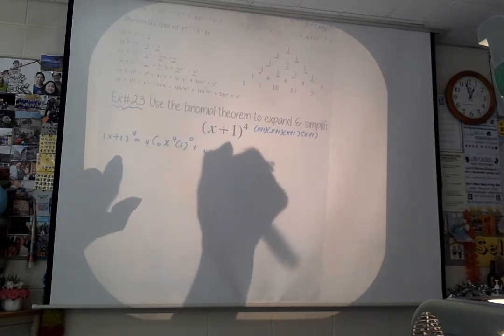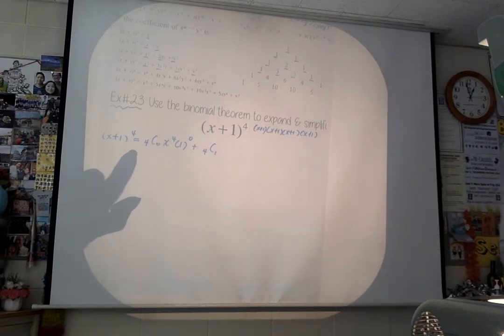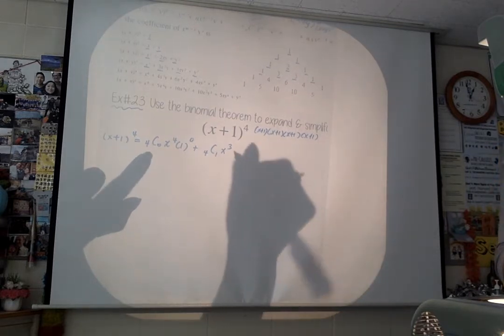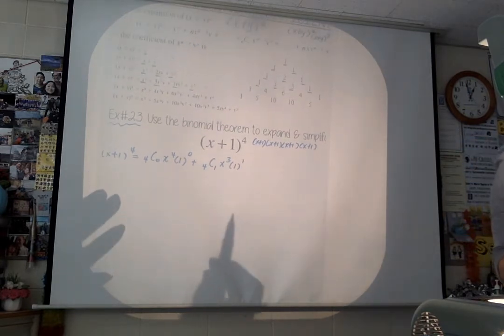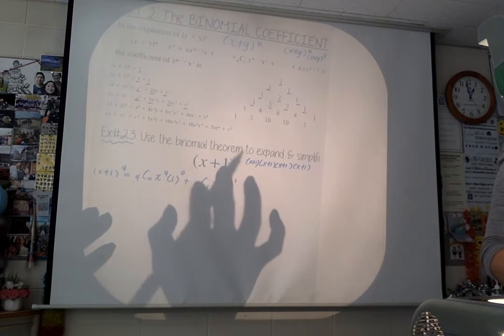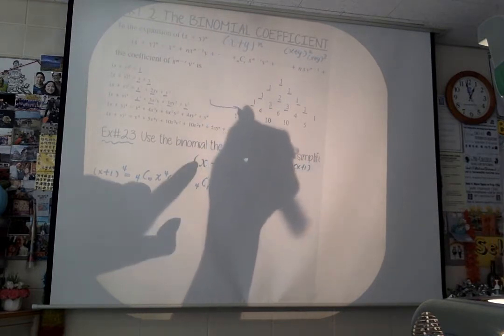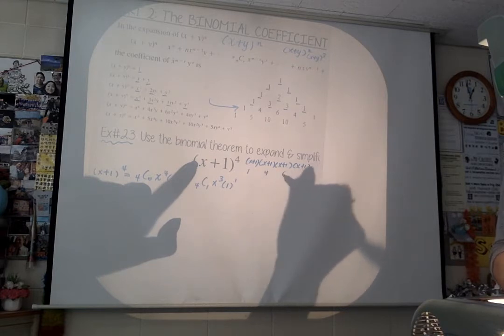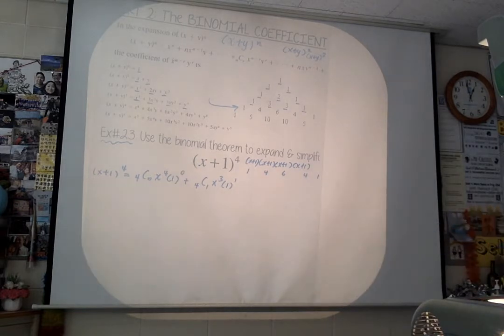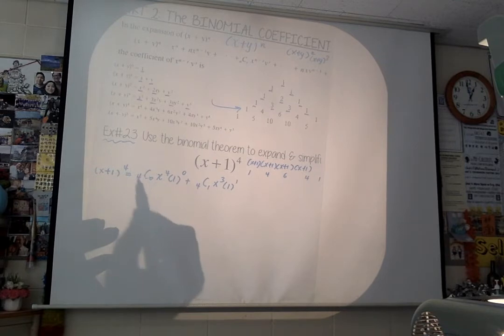What's the next term going to be? 4 choose 1. X cubed, right? And it's going to be 1, 1. But before we go on any further, you guys, what should you expect from the 4th? That means it's this row right here. I bet you your coefficient is going to be 1, 4, 6, 4, 1. Let's see if that's really true. We better get these coefficients to come out to be 1, 4, 6, 4, 1, okay?